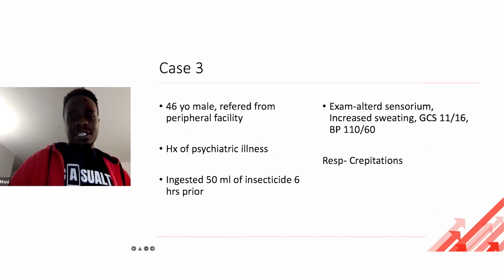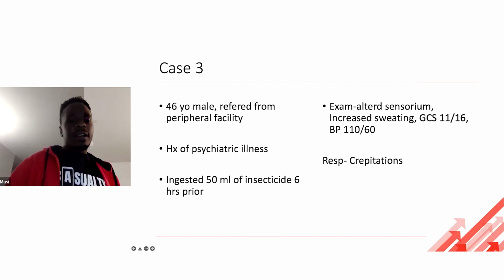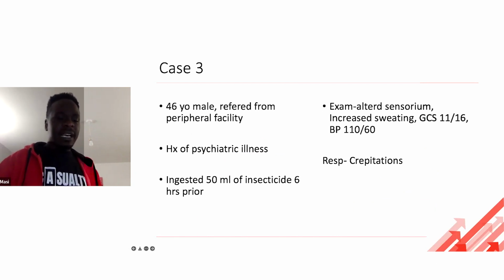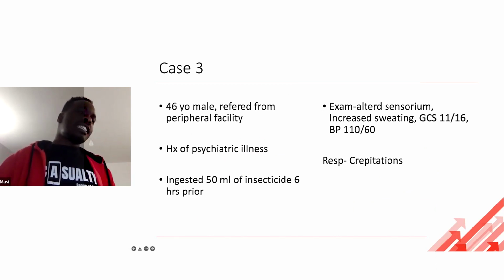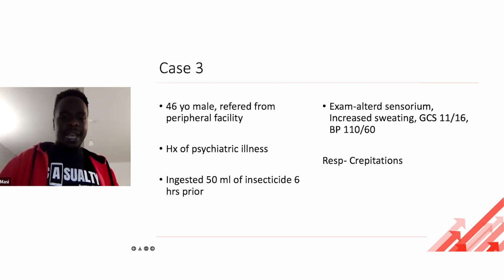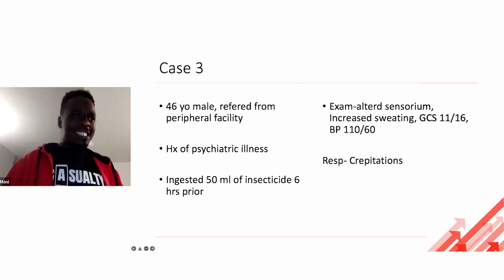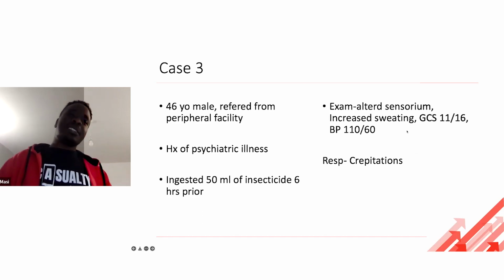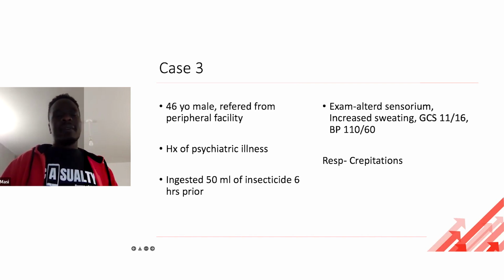Since we do not have so much time, we'll just go to the next toxidrome using a case. A 46-year-old male referred to a facility with a history of psychiatric illness, then ingested 50 mL of insecticide prior. In case you have an inkling what toxidrome we might be dealing with here, please just type it in the comment section. We'll have a look at it. On examination, the patient is drowsy and has increased sweating and has a GCS of 11 over 15, sorry for the typo, and a blood pressure of 110 over 60. When you look at the respiratory system, he has crepitations.